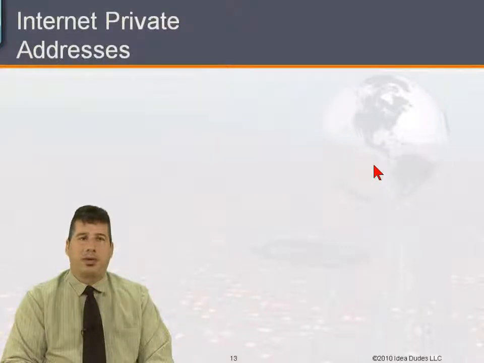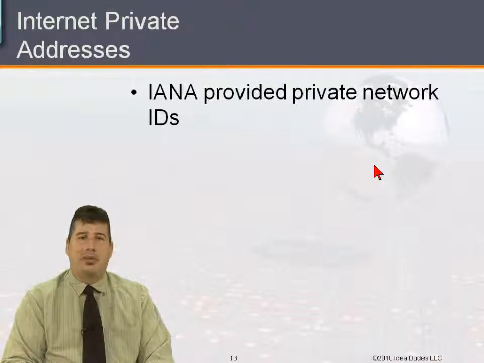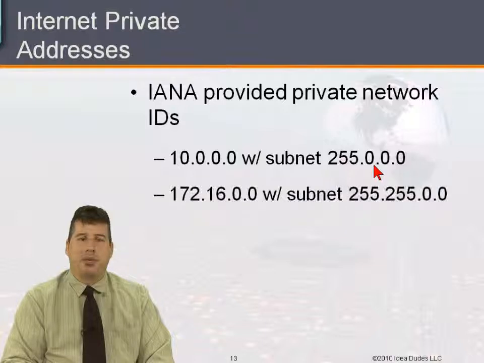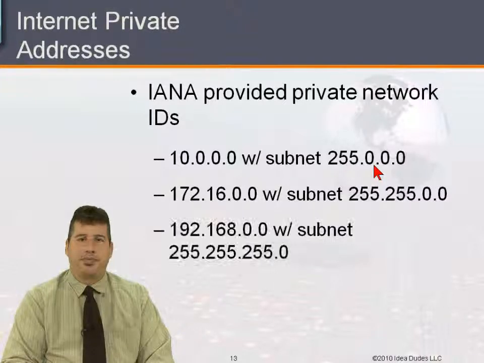Then we have the internet private addresses. These are IP addresses that are going to be used for internal use only. IANA provides the private network IDs: 10.0.0.0 with a subnet mask of 8 bits, or 255.0.0.0. We also have 172.16.0.0 with a subnet mask of 255.255.0.0. That's a 16-bit subnet mask. And 192.168.0.0 with a subnet mask of 24 bits, or 255.255.255.0. So those are our internal, and we use those all the time.